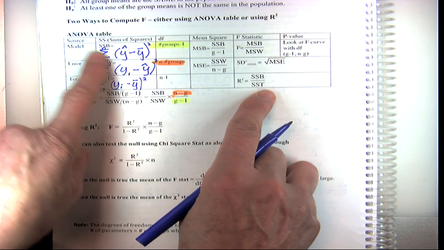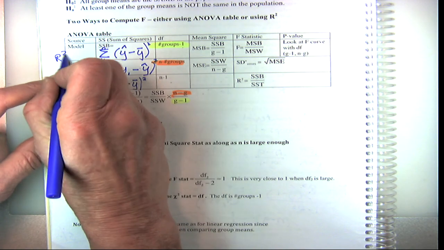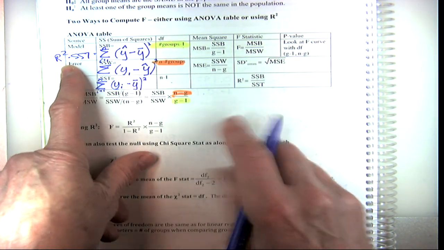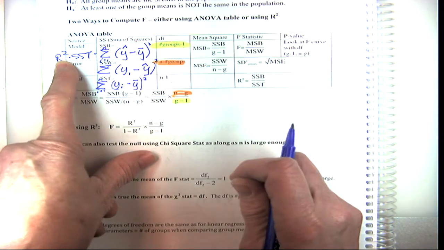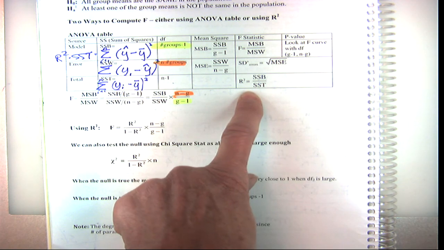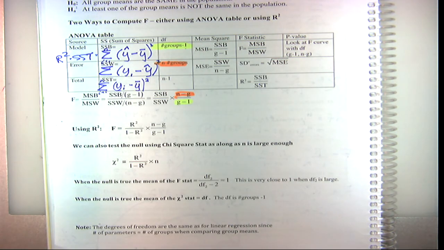Because this right here is r squared times SST. That's what that's equal to. So if you solve for it, r squared times SST is equal to SSB. So there. So r squared is SSB divided by SST. All right.